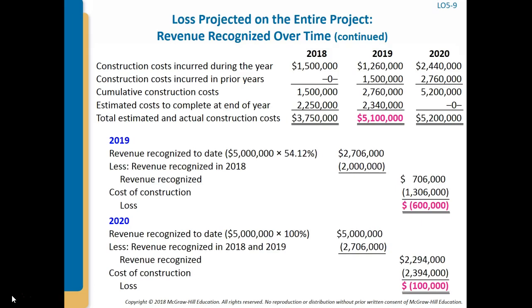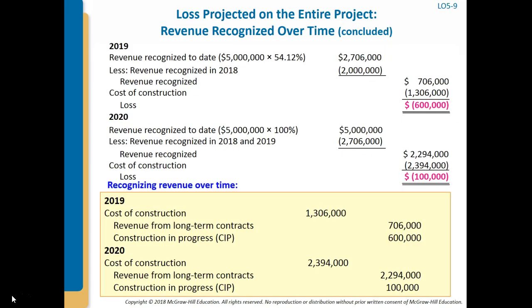Recognizing revenue over time in this case produces a large overstatement of income in 2018 and then a large understatement in 2019 because of a change in the estimation of future costs. These estimate revisions happen occasionally when revenue is recognized over time. In 2020, the income statement will report revenue of $5 million and cost of construction of $5,100,000, combining for an additional loss of $100,000. The journal entries to record the losses in 2019 and 2020 are shown here.